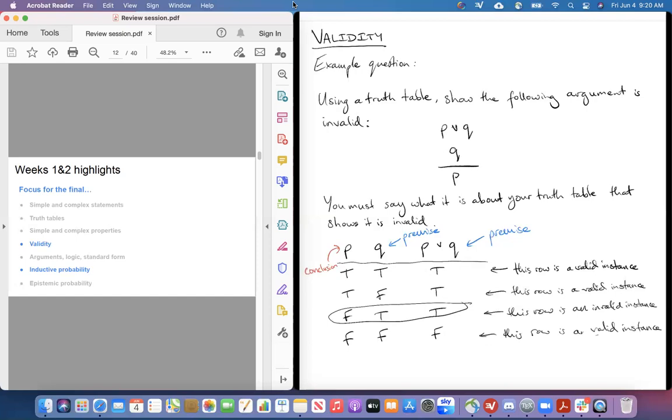And so if you wrote, like I have at the side, and indicate which of these rows are an invalid instance, that takes care of this second directive. So you've got to say what it is about your truth table that shows it to be invalid. So you do something like this, or say something like, there is at least one row in which all of the premises are true and the conclusion is false.